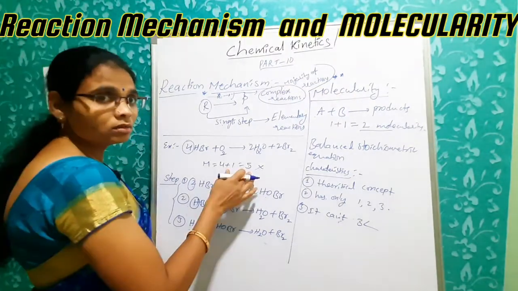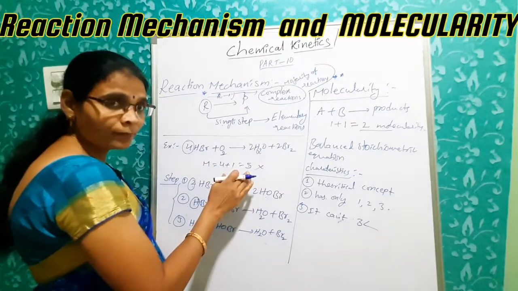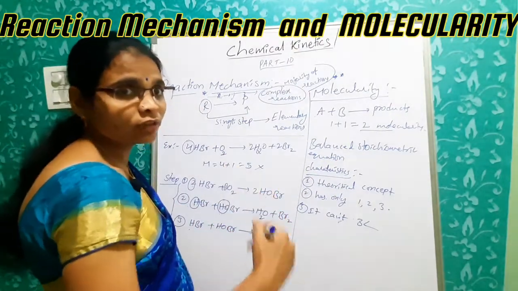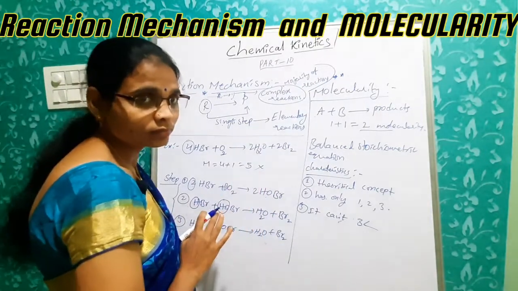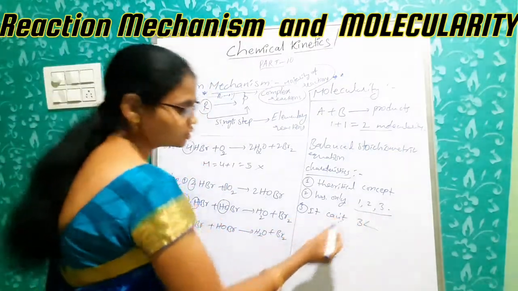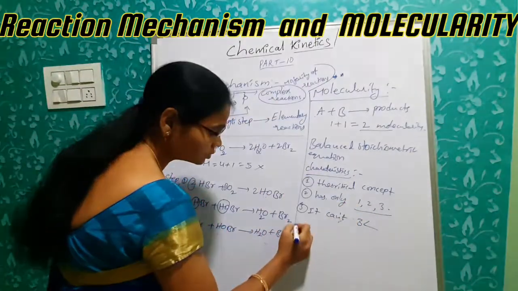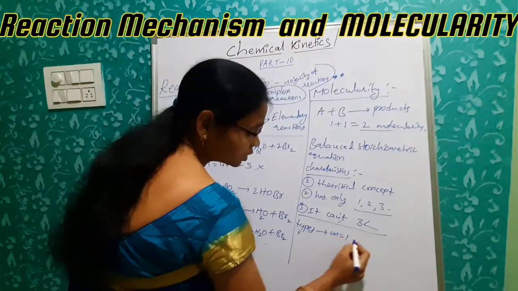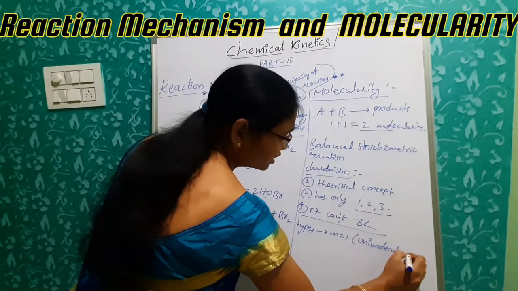Clear? So the molecularity of some reactions appears to be more than 3 by the stoichiometric equation. Such a reaction should be involved in different steps. Each step has its own molecularity, but not greater than 3. Clear? Next, based on its values, the types of molecularity. If molecularity is 1, it is monomolecular or unimolecular. Unimolecular reactions.